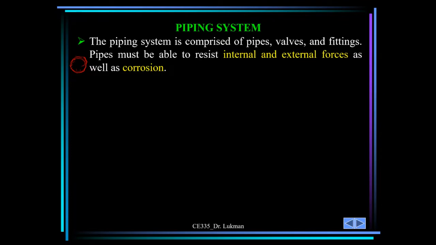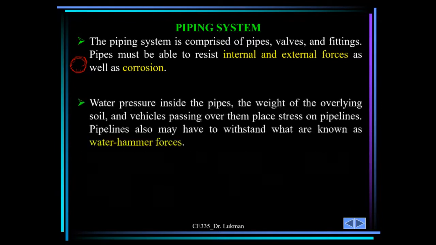So the pipe must resist internal and external forces. Internal forces will be due to the water, because the water has power, it has momentum. And external forces: pipes are usually buried underground, so you have the weight of the overburden soil, and sometimes a lot of cars, trucks, and all that can be passing over it. So the pipe needs to resist both internal and external forces.